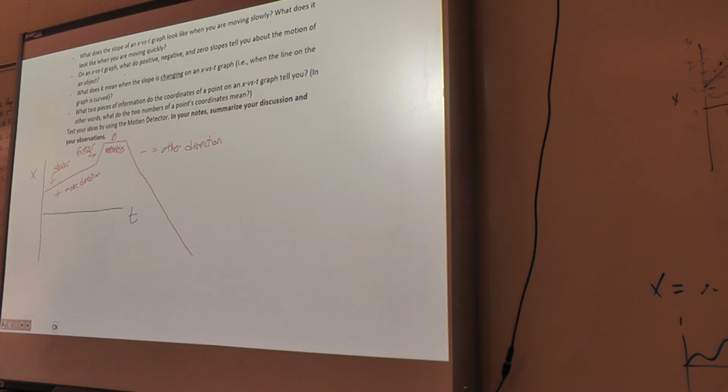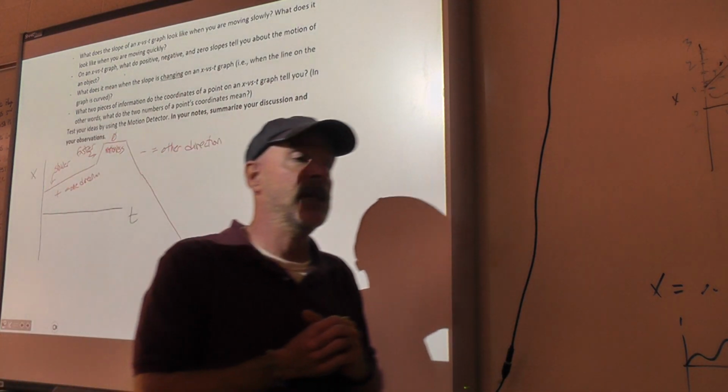Is there any reason to say that positive is left or right or up or down or towards us or away from us? Not necessarily. We just need two directions, and one of them is going to be positive, one of them is going to be negative.